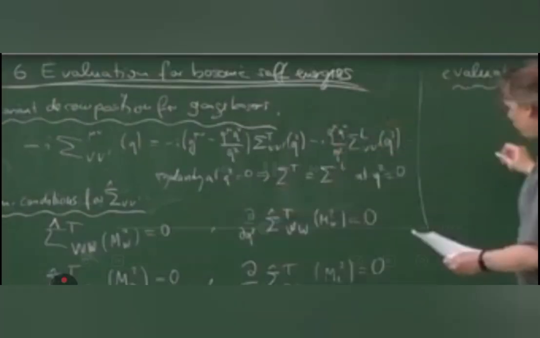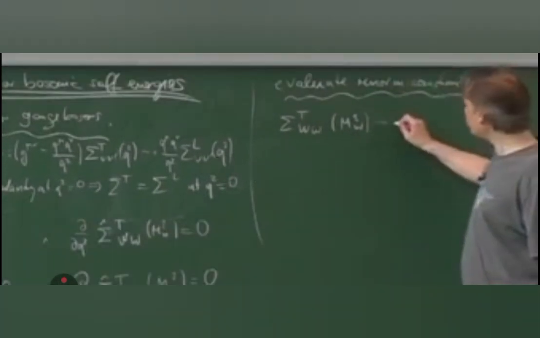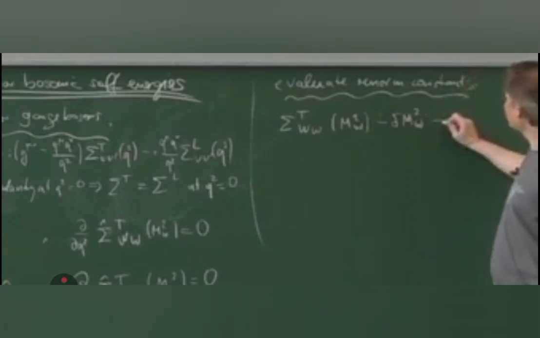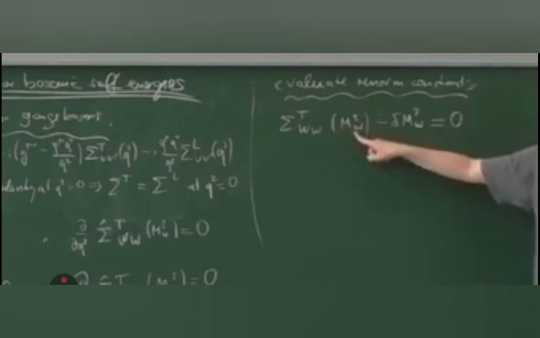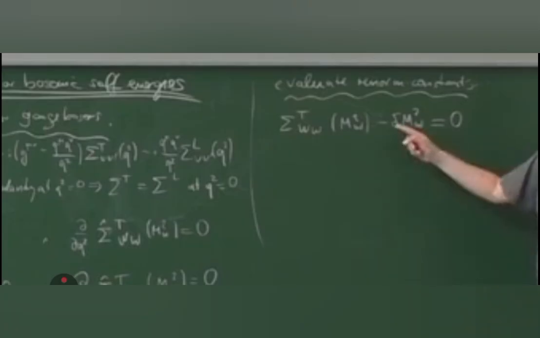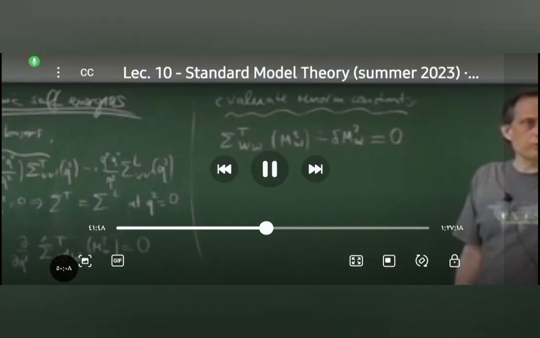If we apply it here for the W mass, we see something very simple. Sigma WW transverse without hat, so unrenormalized, at p square equal mw square, and then all the renormalization constants drop out except delta mw square. So we simply get a condition sigma transverse at mw square minus delta mw square is 0, and that is immediately solvable for the renormalization constant delta mw square in a simple way.